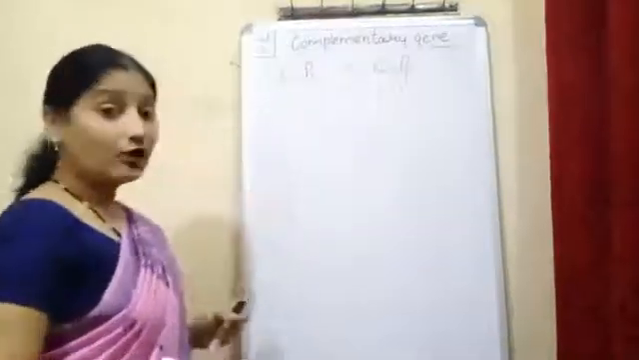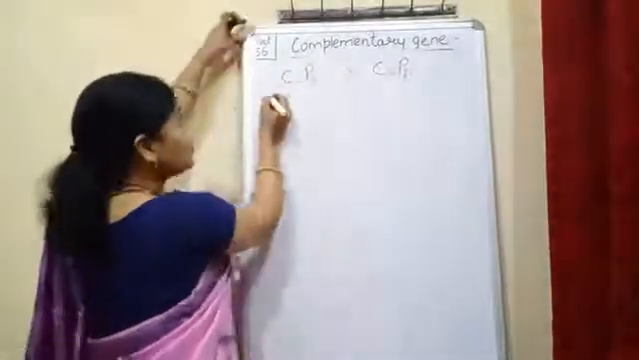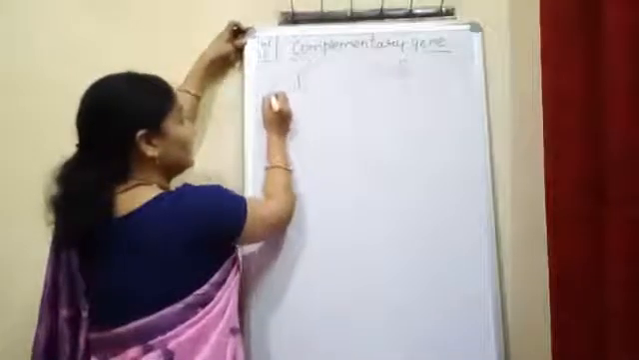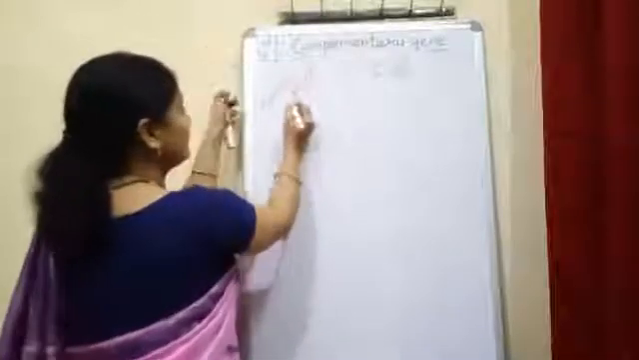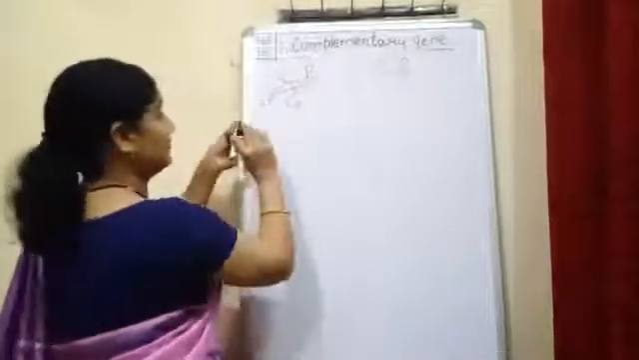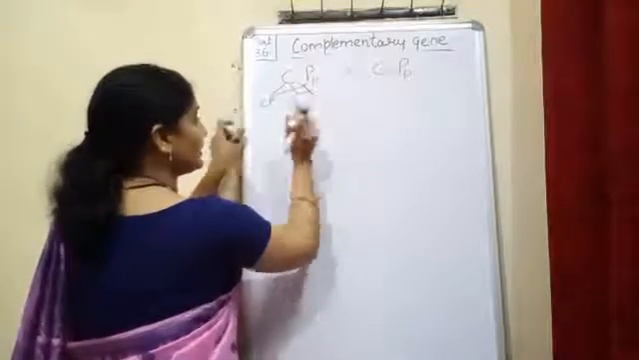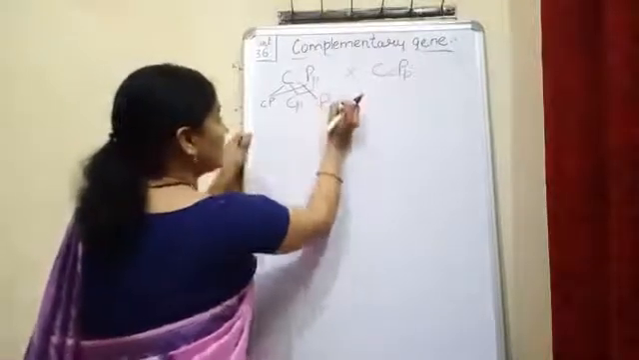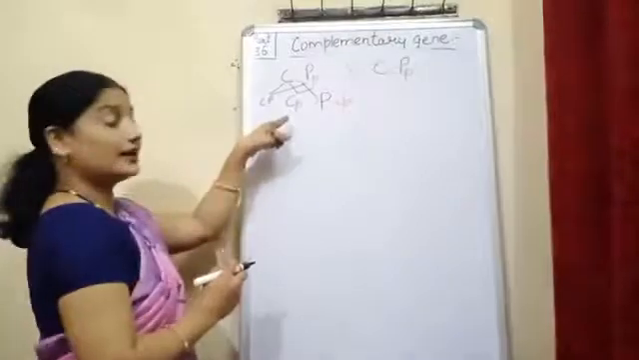And now what will be the gametes? Now again the method of formation of gamete is clear to you all. C with P, gamete number 1. This C with this red P, capital C with small p. Third, this C with capital P. And fourth situation, this C with this P. Okay, these are the 4 gametes.